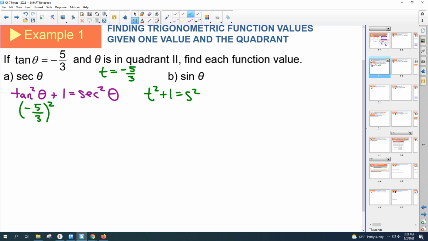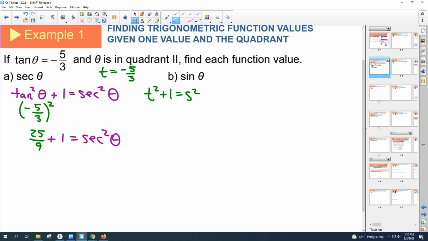And you can probably do that in your head. 5 squared is 25, 3 squared is 9, negative squared is positive. That's going to turn into 25 over 9. Okay? So just copy down the rest of the equation. Plus 1 equals secant squared theta. I want secant theta, which means I'm trying to isolate.